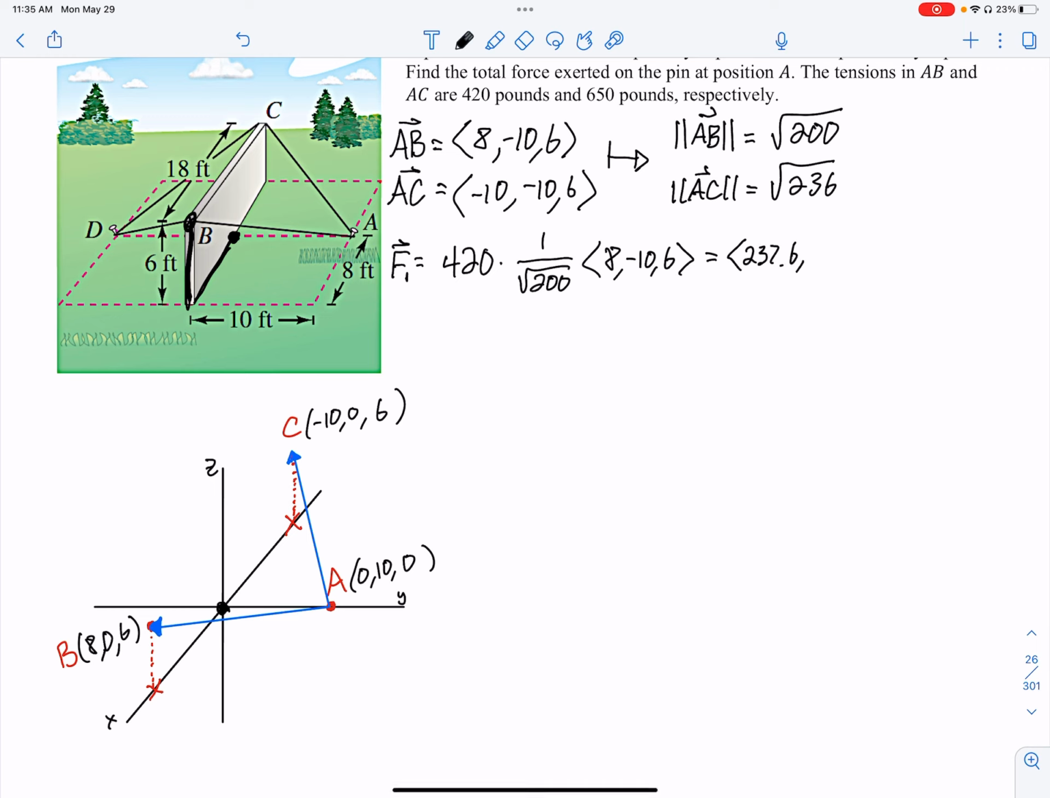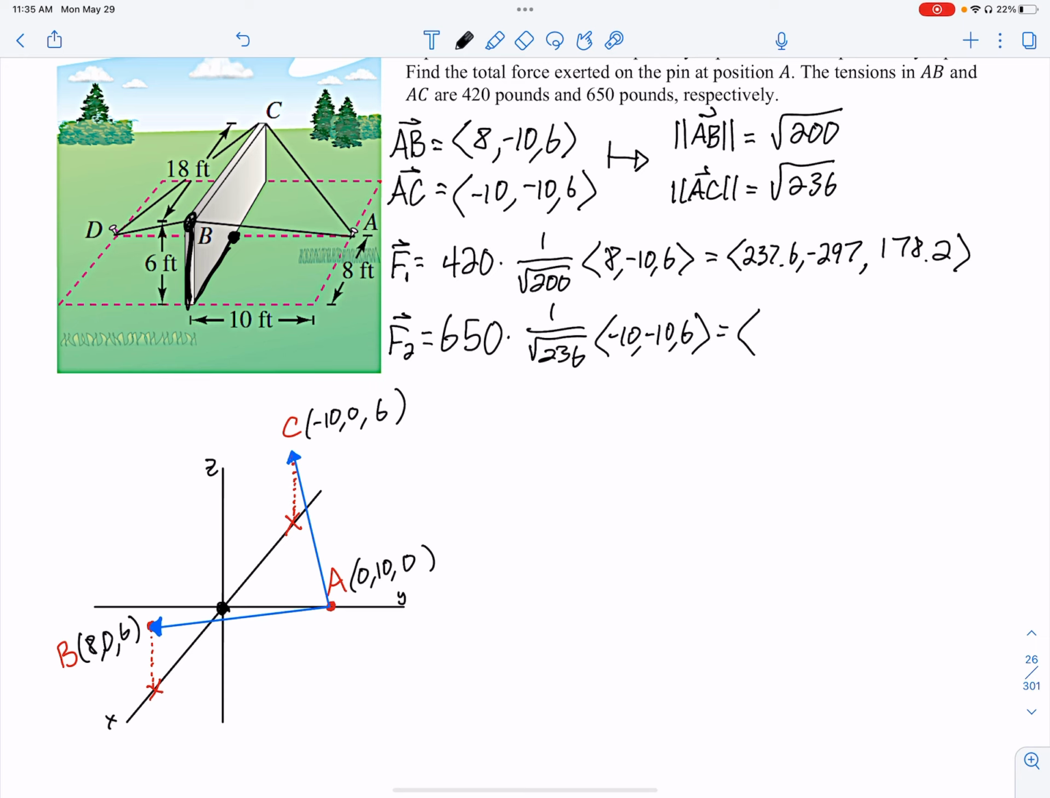So this is 237.6, negative 297, and then 178.2. That's that vector. Okay, F2, if we use the same logic, it's 650 times the unit vector, 1 over the square root of 236 times the vector itself. That vector decimal-wise, and these are approximations, is negative 423.1, same number, negative 423.1, and then 253.9. All right, so there are my two vectors.